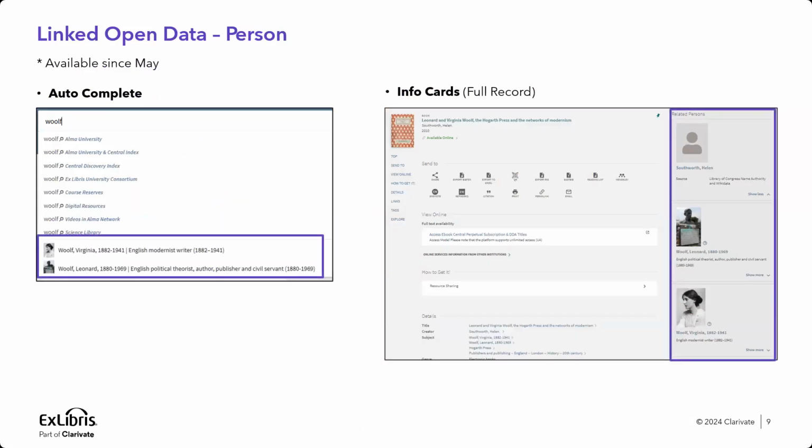The linked open data, the person entity, is visible in two main places in the user journey in Primo VE. The first one is the autocomplete. Below the standard autocomplete suggestions of records, you will be getting persons suggestions. And the info cards. The info cards are related persons in the full record page: the creator, contributor, and subject, the persons that are mentioned as authority of type creator, contributor, and subject of this particular record.